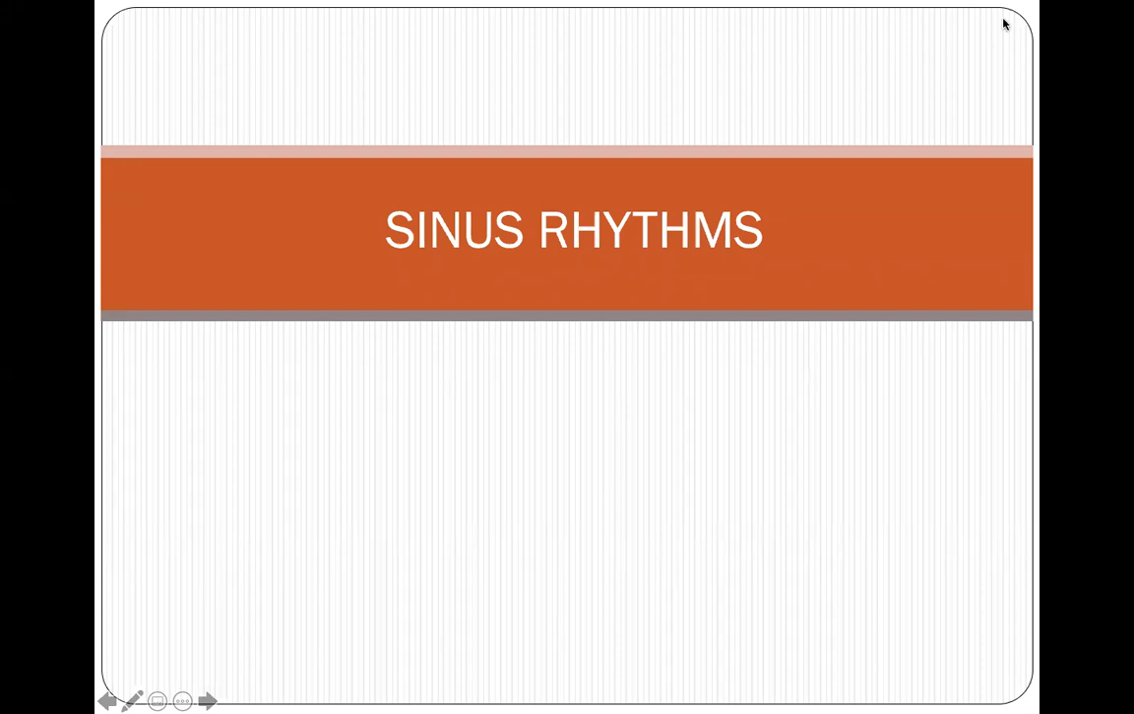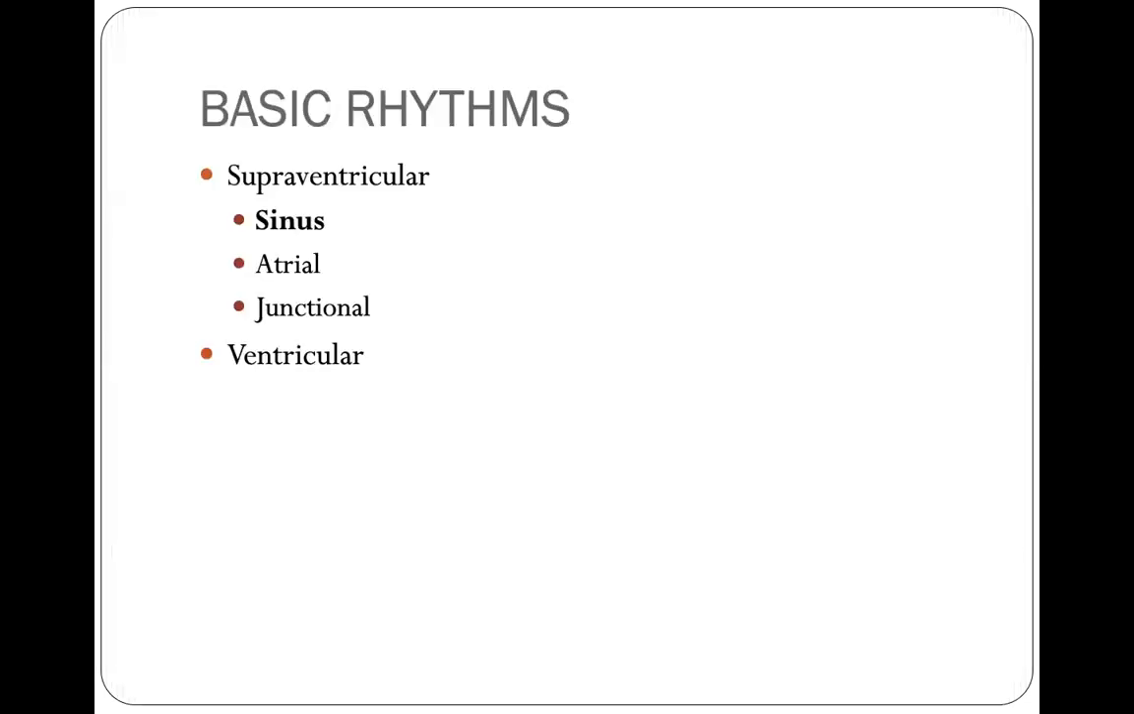So sinus rhythms are the first of the rhythmogenic areas that can generate a rhythm. When we say that a rhythm is a sinus rhythm, we are implying that the SA node is initiating these rhythms, okay? It is the first of our supraventricular rhythms. So rhythms can be broken up into two broad categories, supraventricular and ventricular.